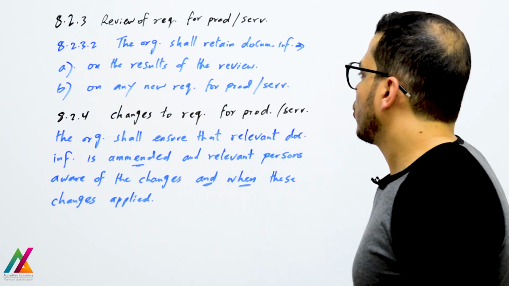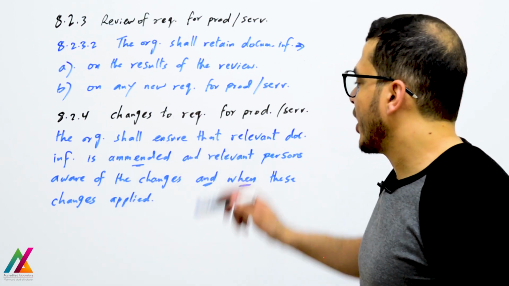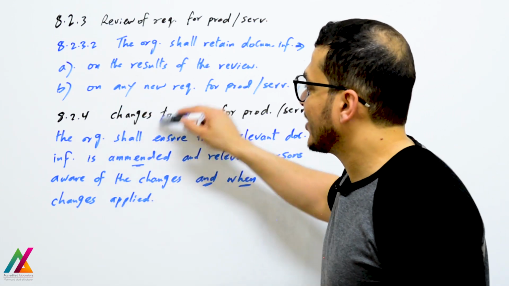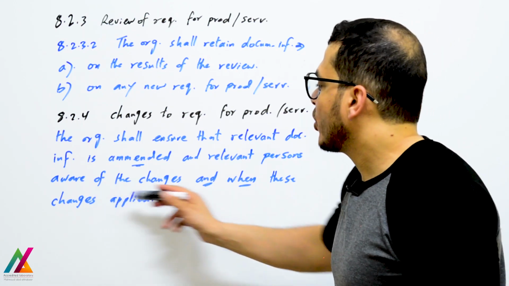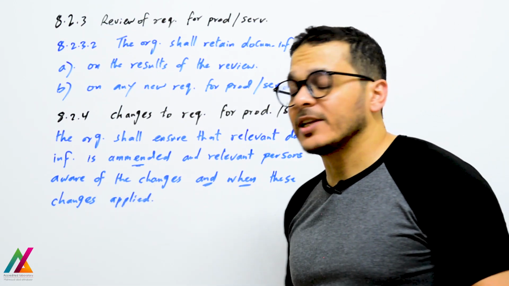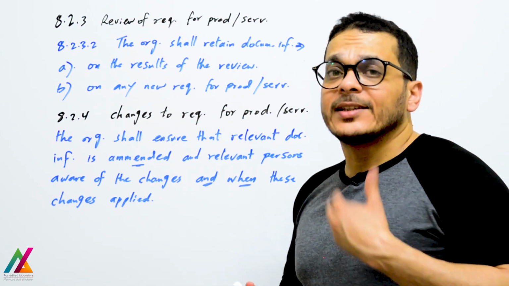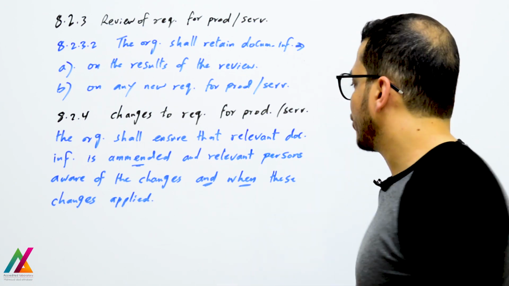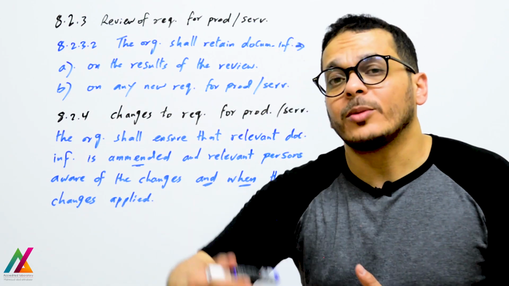And changes to requirements for product or service, the last point: the organization shall ensure that relevant documented information is amended, and the relevant persons are aware of the changes, the customer and the organization aware of the changes, and they accept all of them and approve also in the new or amended contract, and also when these changes are applied or will be applied.